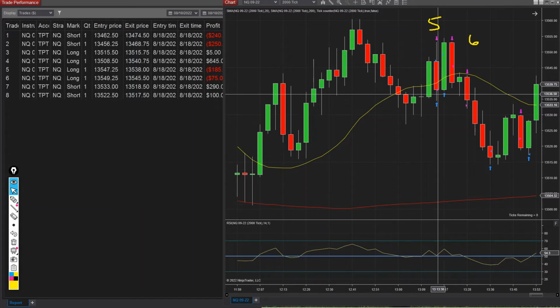And so we have this green bar right here. This green bar did not close above this red bar. This one finished as a doji. It did not finish above this red bar. This green bar finished above this red bar. So this was the long entry.